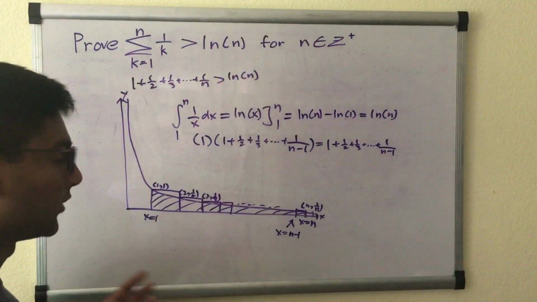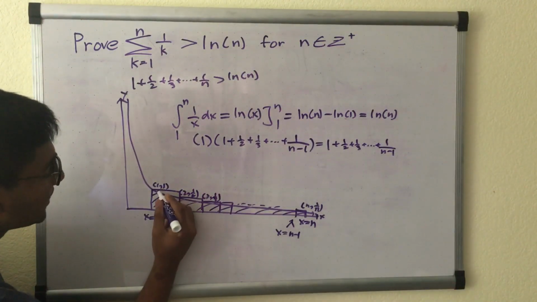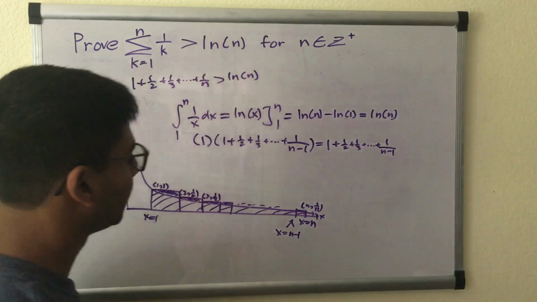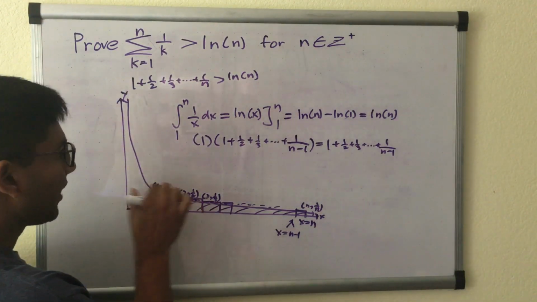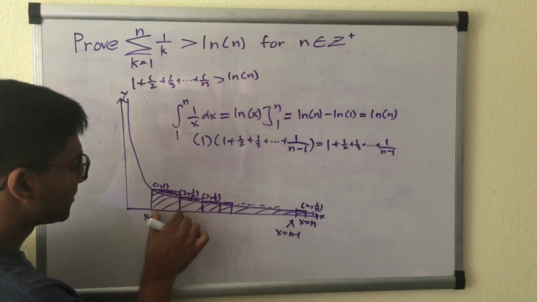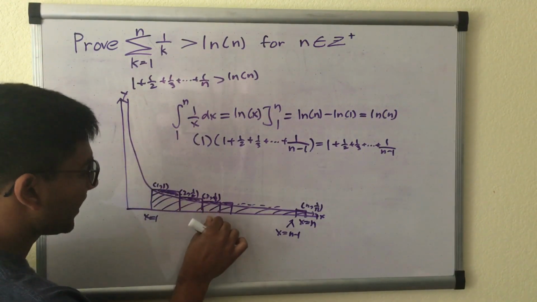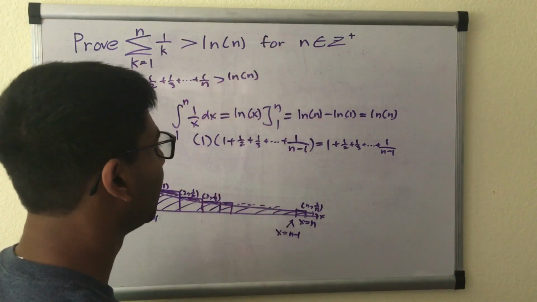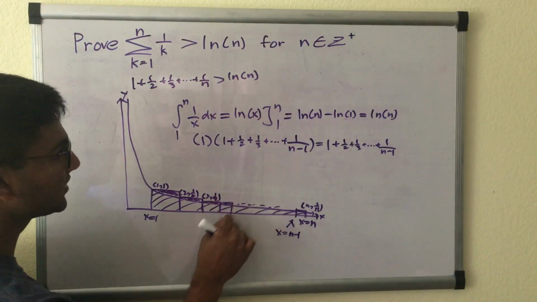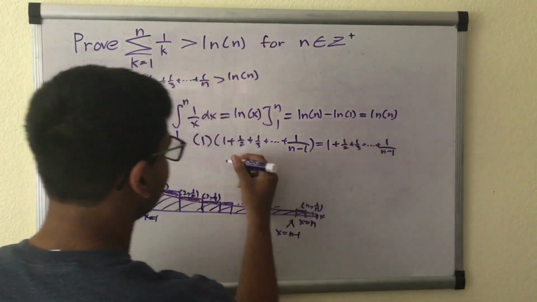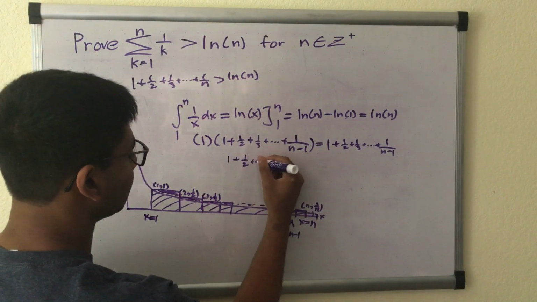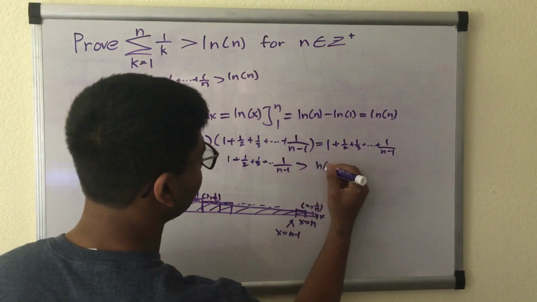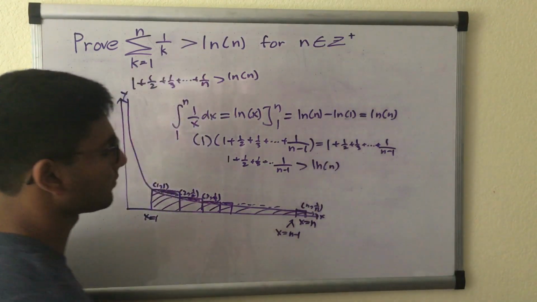So now if we look at our left-hand Riemann sum, we notice that each rectangle will overestimate the area under the curve every time. Every time we add a Riemann sum rectangle, it keeps adding extra area compared to the actual value of the area under the curve. So this is conclusive evidence that this expression right here, 1 plus 1/2 plus 1/3 plus all the way to 1 over n minus 1, has to be greater than ln of n.